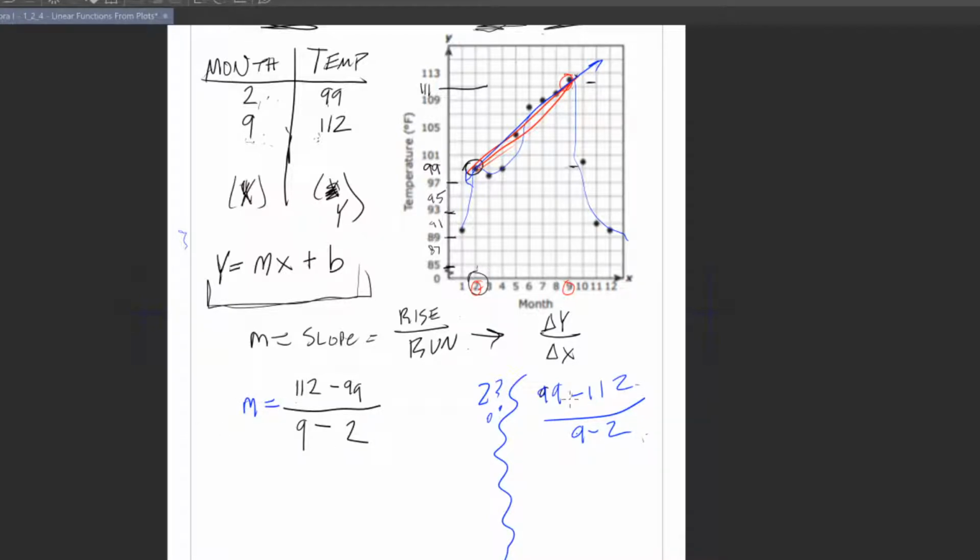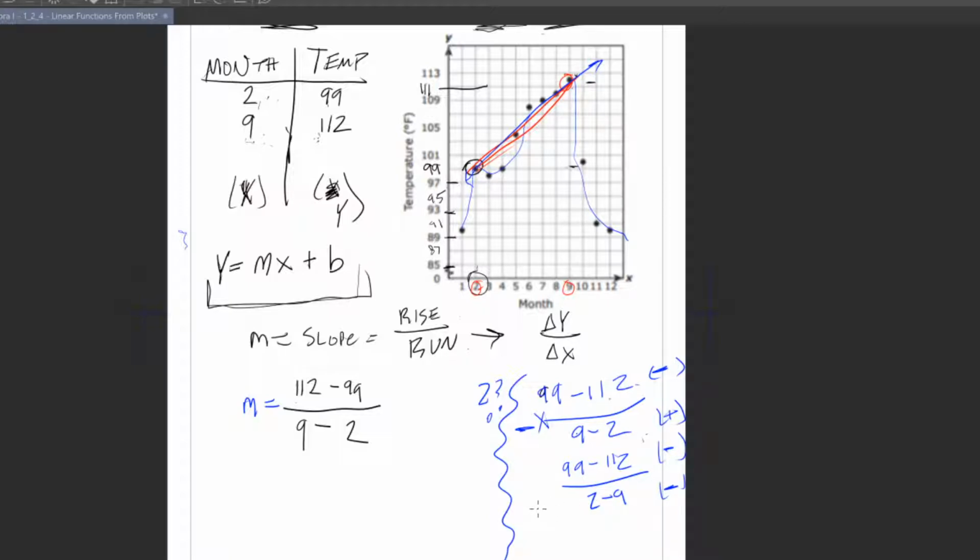from these values? We know 99 minus 112 would give us a negative value up top. We know 9 minus 2 would give us a positive value down low, right? So this would come out to a negative answer. So you know that's not correct. How do you know it's not 99 minus 112 over 2 minus 9, right? This would be a negative, and this would be a negative, and that would give you a positive answer.